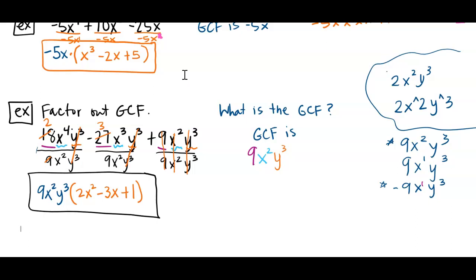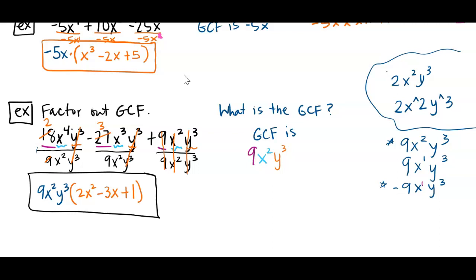Yes, you do. Thanks for asking that. Because remember, when things divide out, it's not 0 that is left. 9 divided by 9 is 1. X squared divided by x squared is 1. Y cubed divided by y cubed is 1. And so we're doing 1 times 1 times 1. So you've got to leave that 1 there on the end.